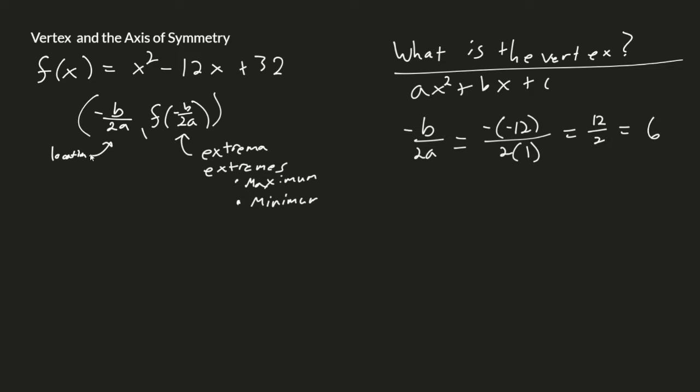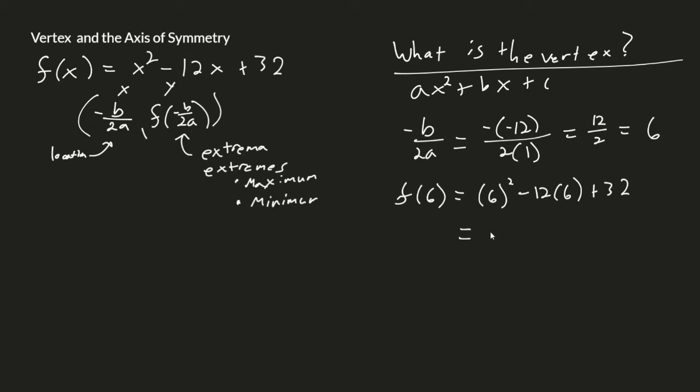6, as I said before, is the location, or the x value, right? This is our x value. And we need to determine the y value to determine what the actual extrema is. So we take 6 and we can plug it back into our function. So f of 6, remember, this is a function. We can always input a value to determine its output. F of 6 equals 6 squared minus 12 times 6 plus 32.